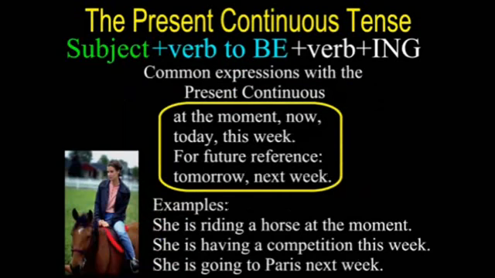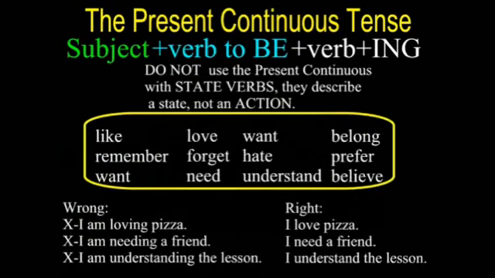Now we're going to see some common expressions with the present continuous, such as at the moment, now, today, this week, and for future reference, tomorrow, next week. If you look at the picture, we can use different sentences with the present continuous with different common expressions. For example, she's riding a horse at the moment. She's having a competition this week. She's going to Paris next week.